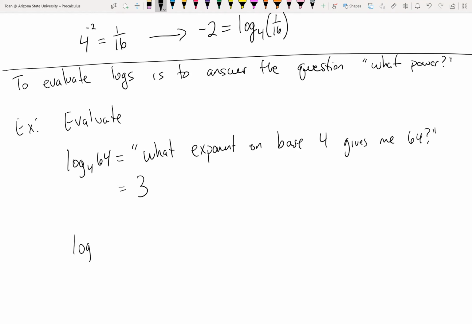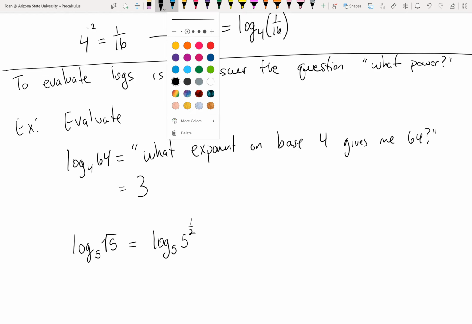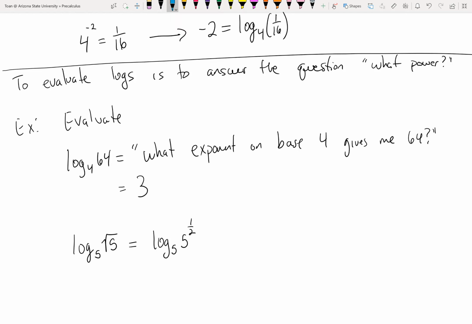What if they use radicals? Say, for example, log base 5 of square root of 5. We need to remember that radicals are nothing more than fractional exponents. So this is the same thing as log base 5 of 5 to the 1/2 power. So this should be a fairly trivial question. This is basically asking you, what exponent do I need to put on base 5 to give you an answer of 5 to the 1/2 power?